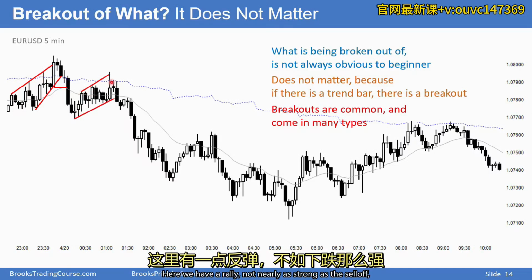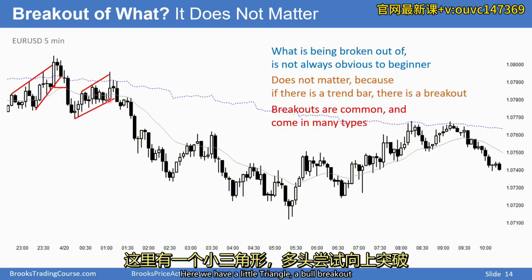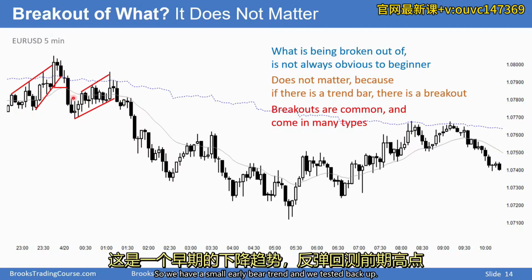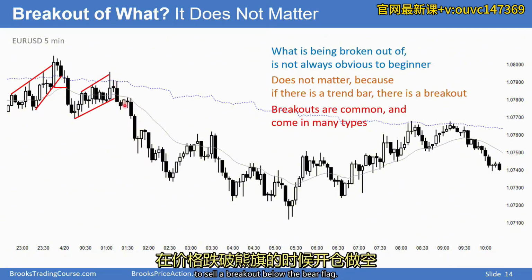Here we have a rally, not nearly as strong as the sell-off, and bad follow through. We keep getting pullbacks. Here we have a little triangle, a bull breakout above the triangle, reversing down. So this is basically a bear flag. So we have a small early bear trend, and we test it back up. Traders will view it as a bear flag, and they'll look to sell a breakout below the bear flag.